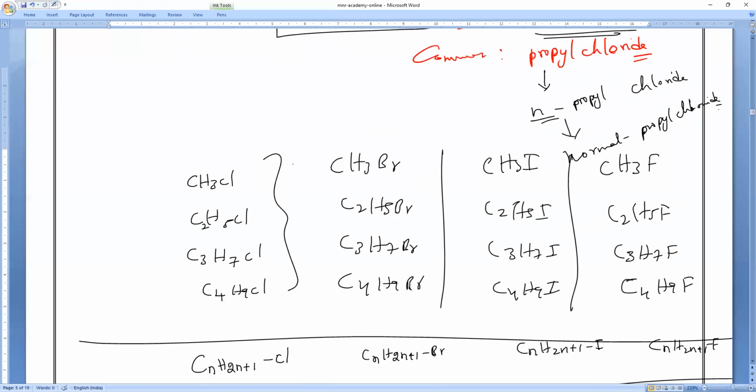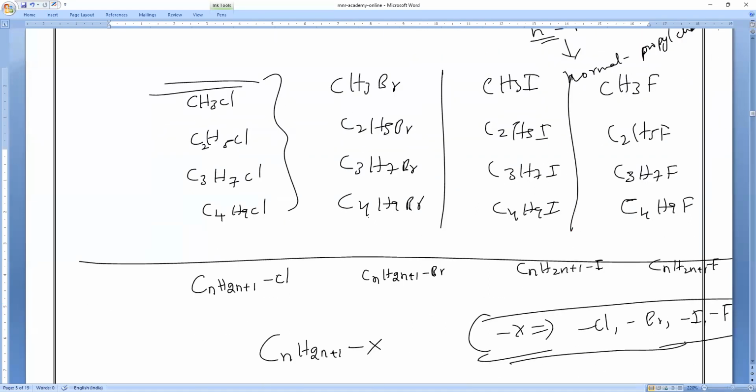Try to write. Everywhere I'm writing minimum 5 compounds, minimum 4 compounds. You need to know them with the proper structures. Write this one like this: CH3Cl. Next one also, everybody: CH3CH2Cl. Next one, CH3CH2CH2Cl. Next one, CH3CH2CH2CH2Cl. Like that, please write it.